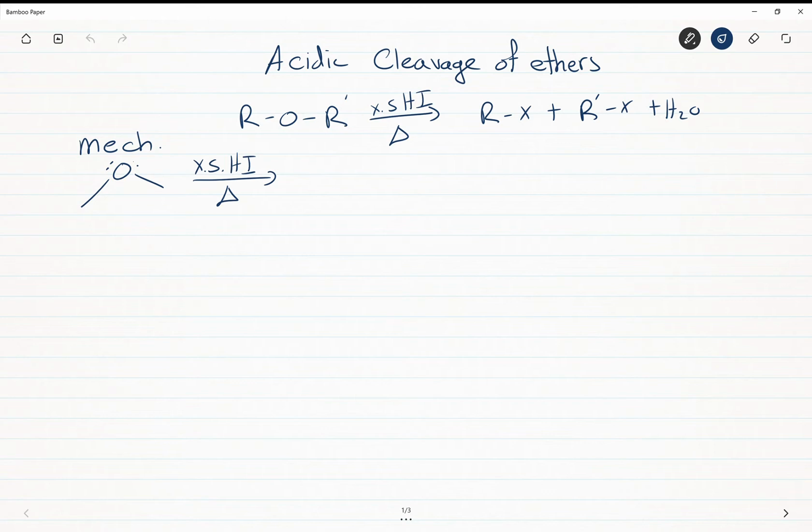HX, in this case I'm using HI, heat, and you will generate two different alkyl halides if you have an asymmetrical ether, and you will generate water. To begin with, I'm going to do a symmetrical ether, and we will go through the mechanism using this.